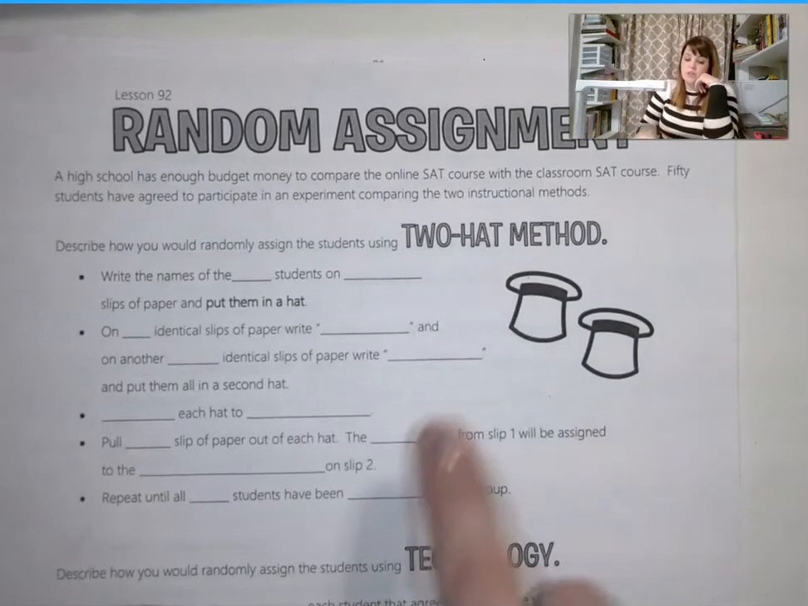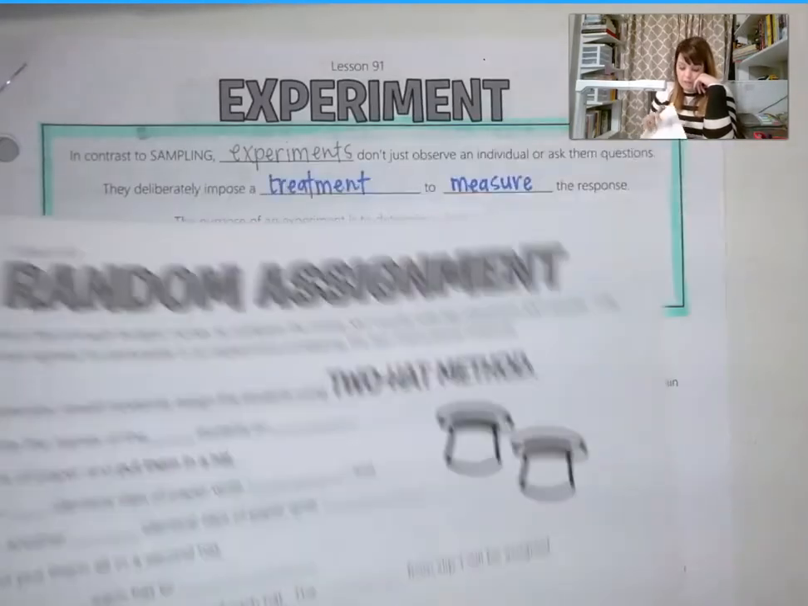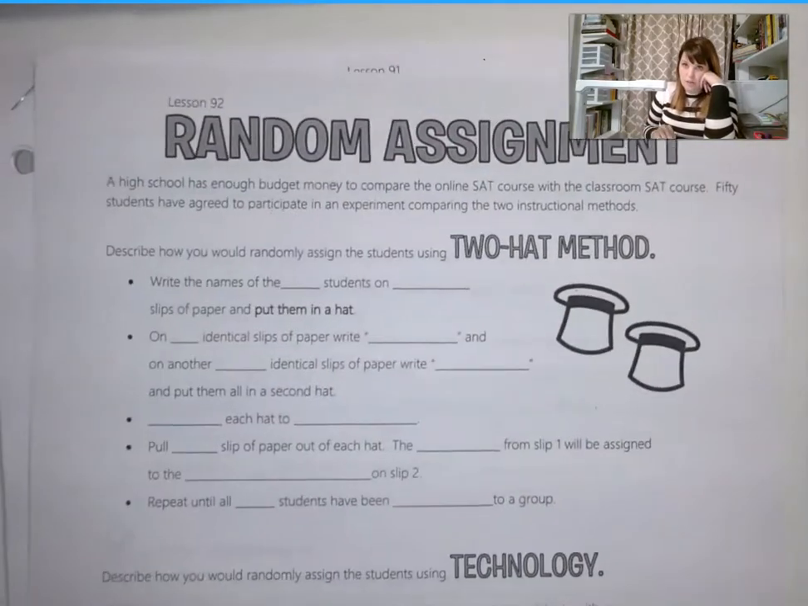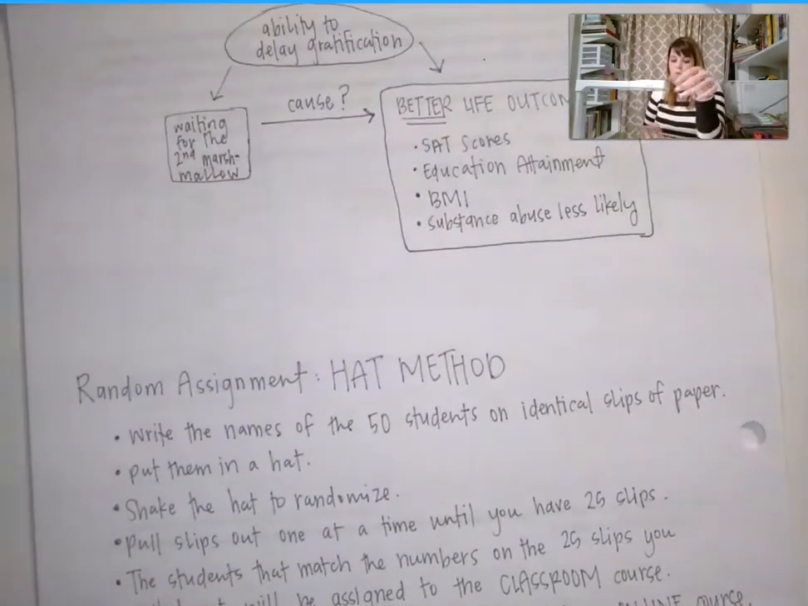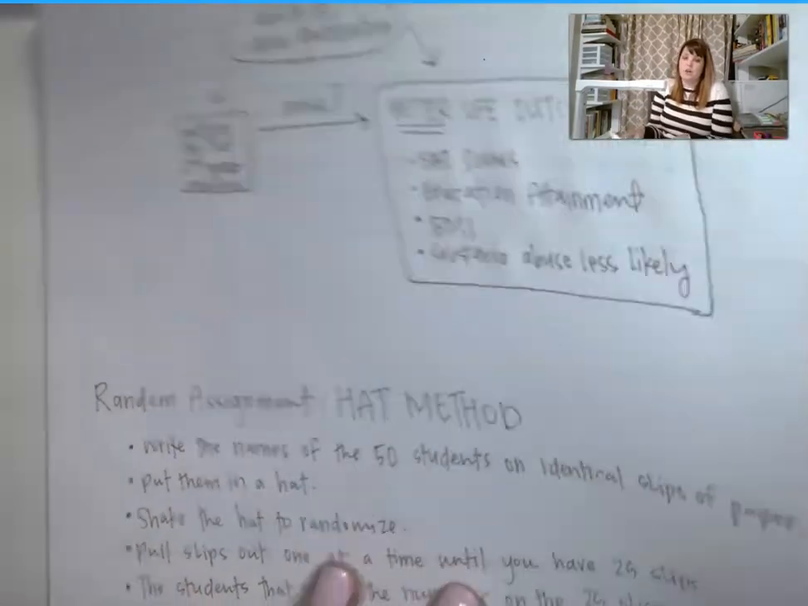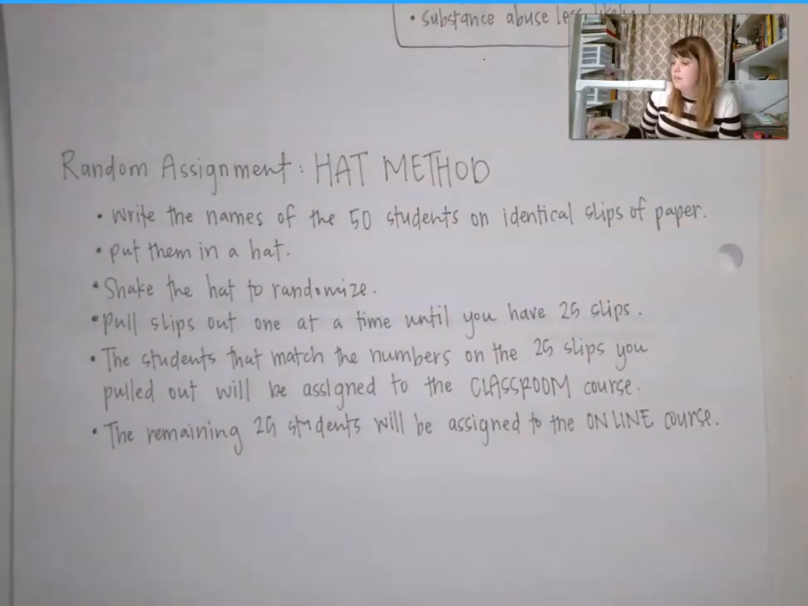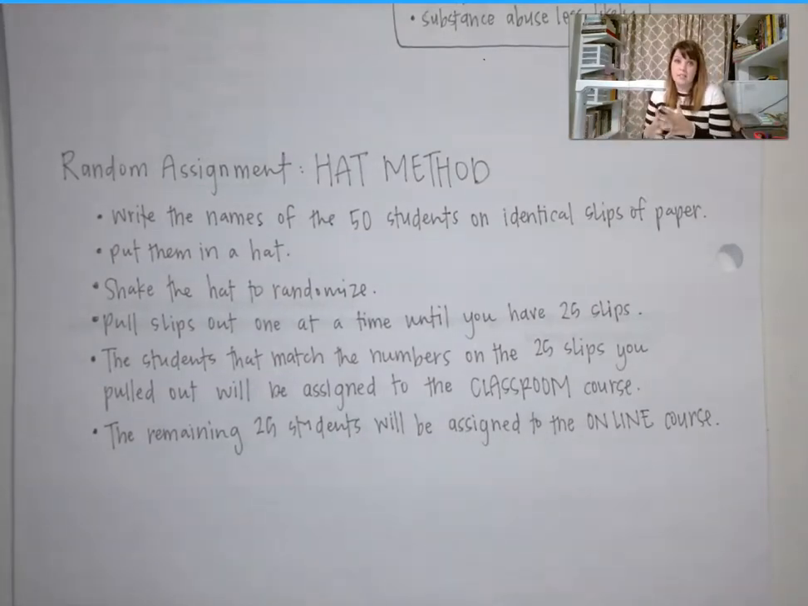It starts with the two-hat method, but really, after I taught this to the B days, I realized that what probably would be better is to start with the most basic method of random assignment. This is the very back of your experiments packet, and I would highly recommend that you write this down. This is a basic random assignment with hat method. This is going to sound very similar to random selection.